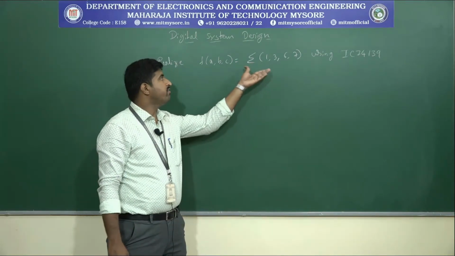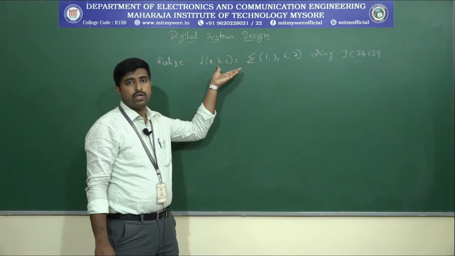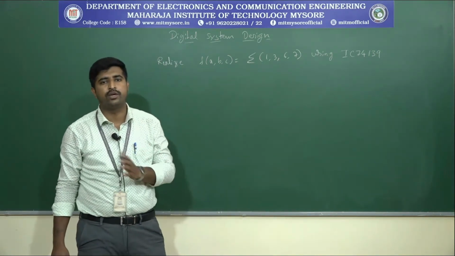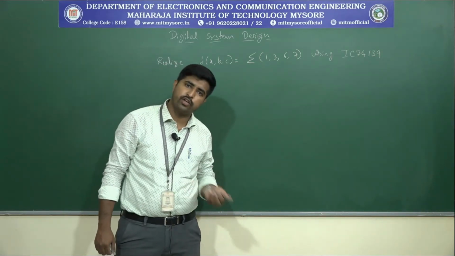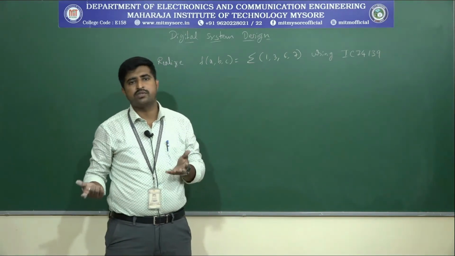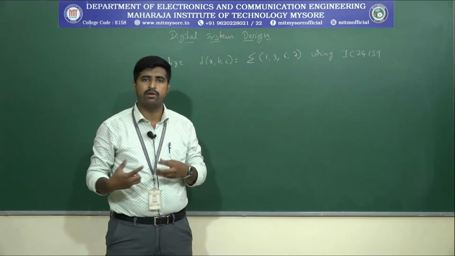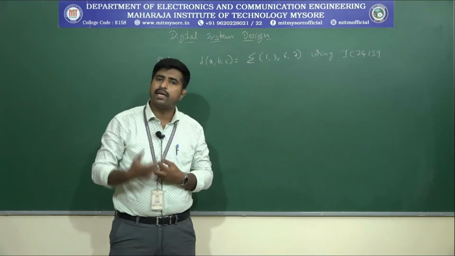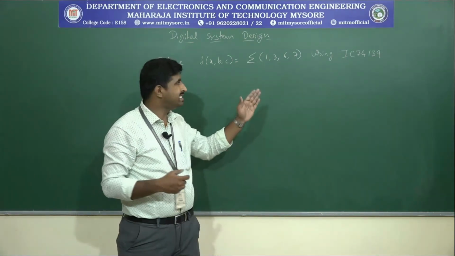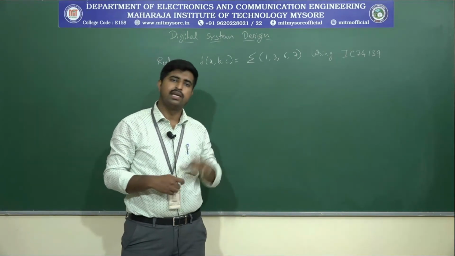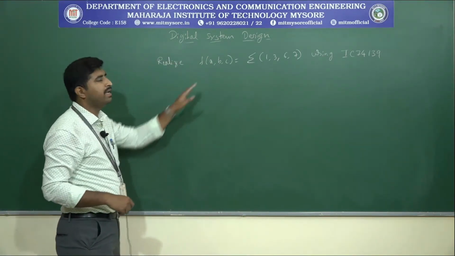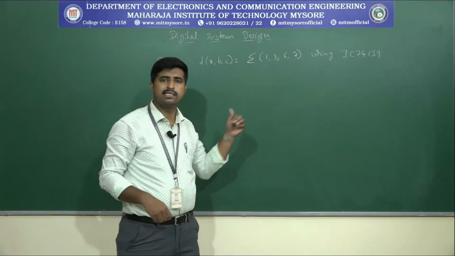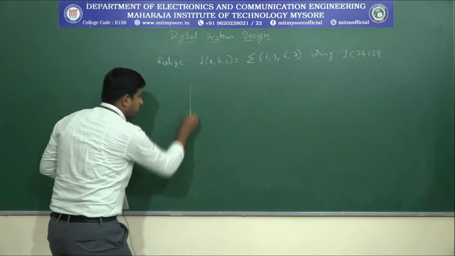So here we are given a 3 variable function. We already saw that previously: we can implement a 3:8 decoder by using a dual 2:4 decoder. That means we can convert a 2:4 decoder into a 3:8 decoder, so we can implement a 3 variable function by using the IC 74139. Let's analyze how we can implement this Boolean function by using the IC 74139.